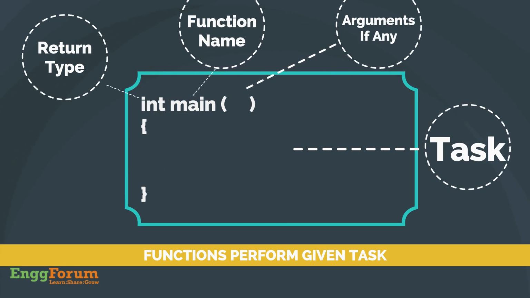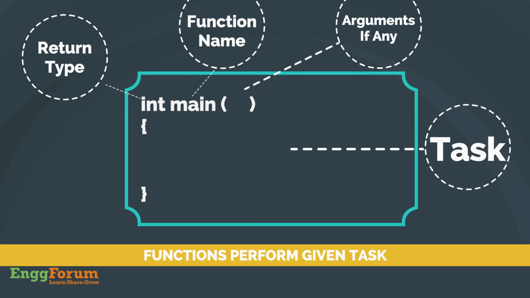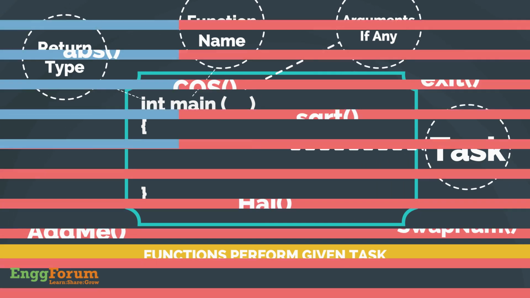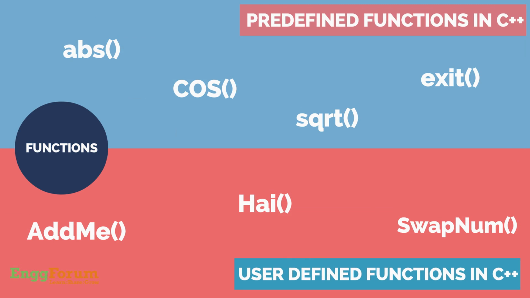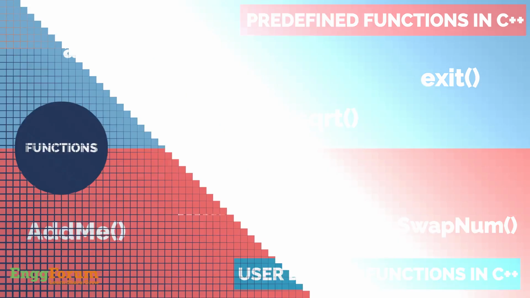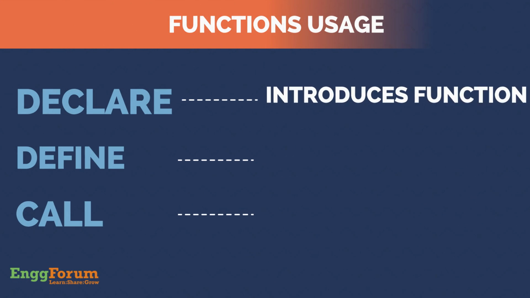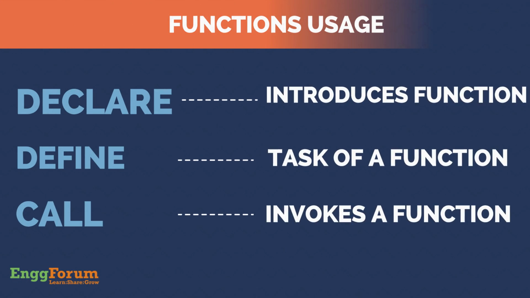The general syntax of a function is the return type of the function, followed by the function name, then parameters within brackets, followed by the tasks to perform. Functions can be predefined, or we can create our own function as per our requirement, which are user-defined functions. Now, functions have three important parts, which are function declaration, where the function is declared and introduced into the program.